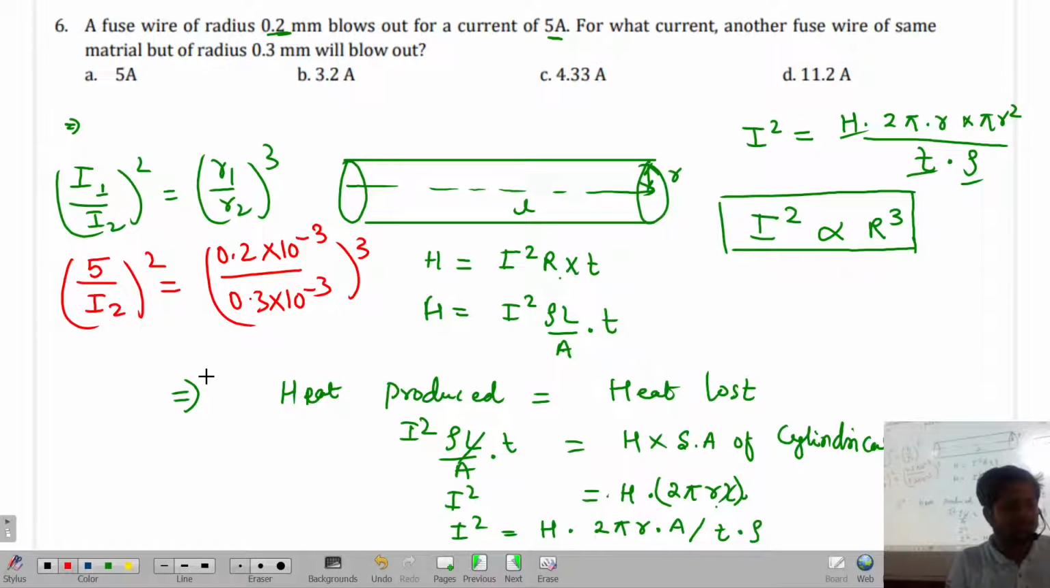Understood or not? It is easy or not? If you know the relation, it is an easy question. Got it or not? So this is the most important point of this question. When you solve it, you will get option A. The answer will be 5 ampere out here.